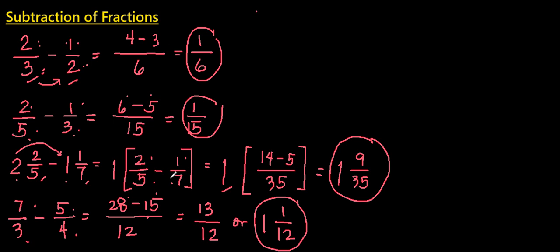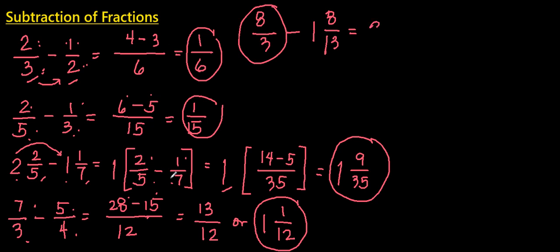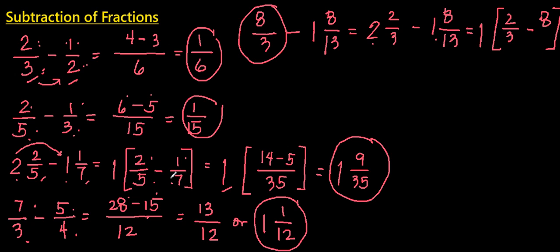Let's try another example. We have 8 over 3 minus 1 and 8 over 13. So let's try converting it to a mixed number. 2 and 2 over 3 minus 1 and 8 over 13. 2 minus 1 is 1. And let's create a bracket for the remaining fractions. We have 2/3 minus 8 over 13. And let's apply the method.